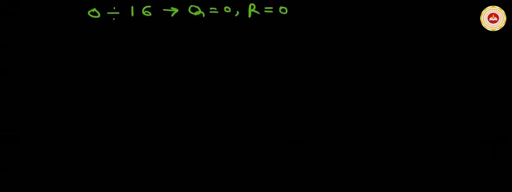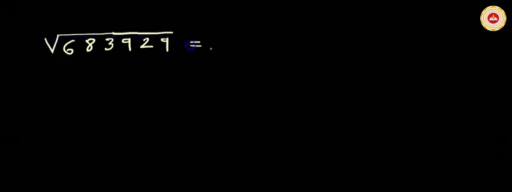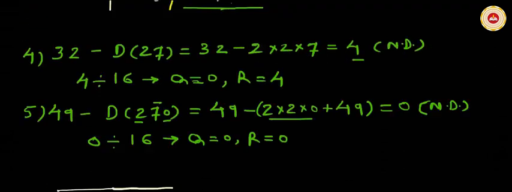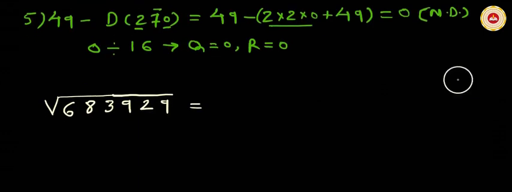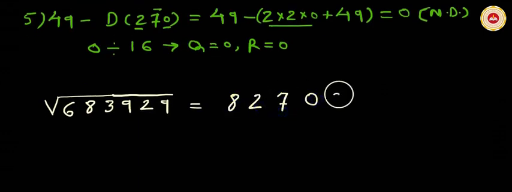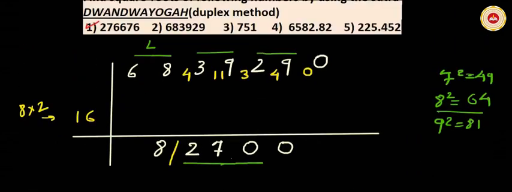Our answer is 683929. The square root of this number is equal to 82700. Now how to write the answer?